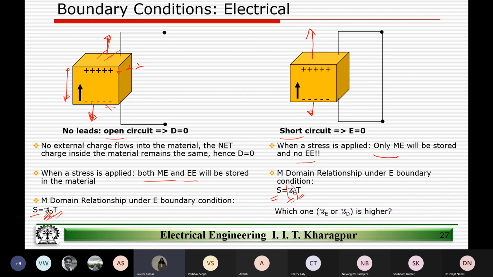I'll say SE is higher because it is more compliant, because there is no internal electric field present. Excellent, Shakshi. Excellent. Great. So she has hit the nail on the head. So see, what do we mean by compliance?